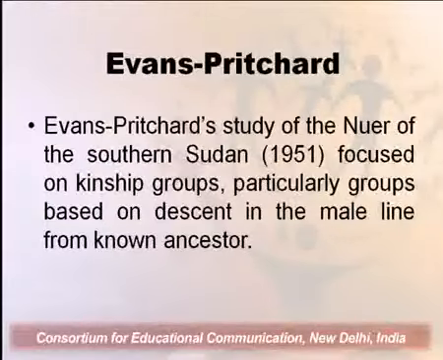So this kind of understanding of the rights that individuals share in society became significant for understanding kinship relations. The third most important anthropologist to have contributed to the understanding of the descent model is Evans Pritchard. Evans Pritchard's study of the Nuer is a classical text in anthropology. He studied the tribes of southern Sudan to focus on kinship groups, particularly groups based on descent in the male line.